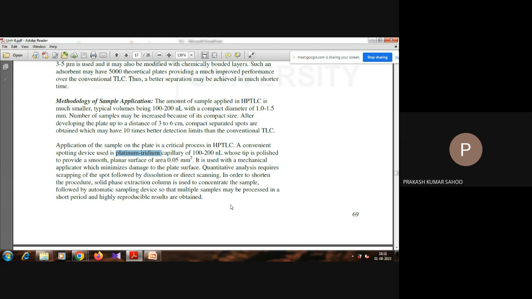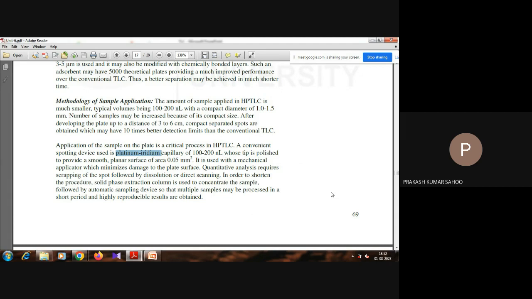Quantitative analysis requires scraping of the spot followed by dissolution, or direct scanning. In order to shorten the procedure, a solid phase extraction column is used to concentrate the sample, followed by an automatic sampling device, so that multiple samples may be processed in a short time period and highly reproducible results are obtained. So this is a very precise method of separation, and this is high performance.